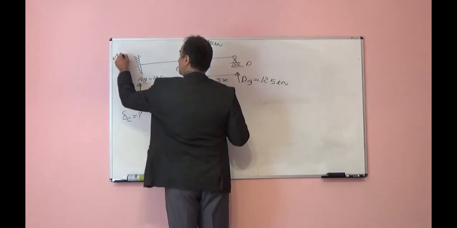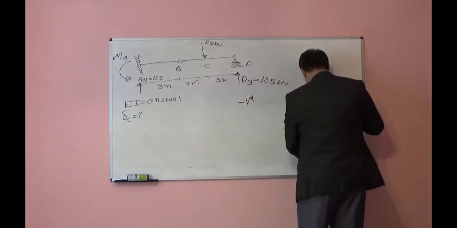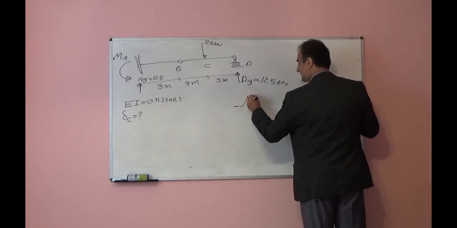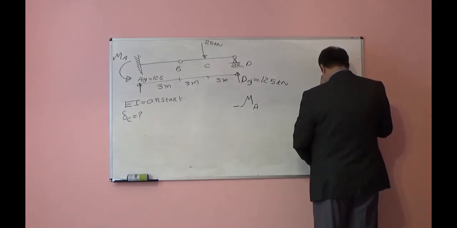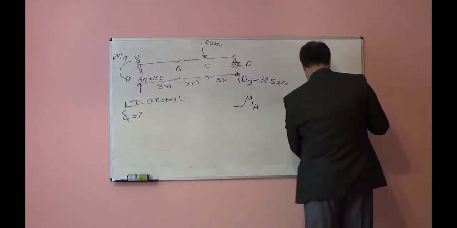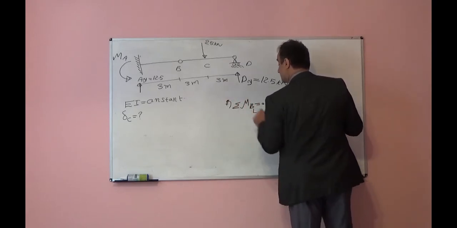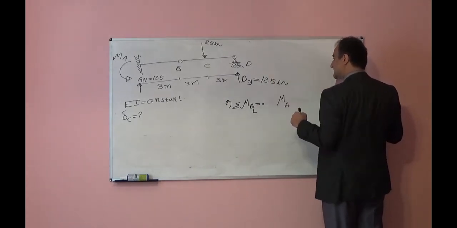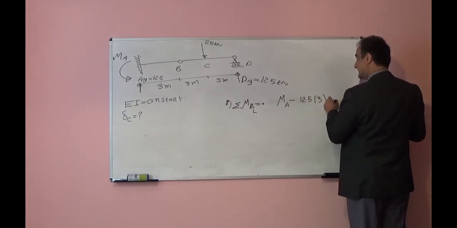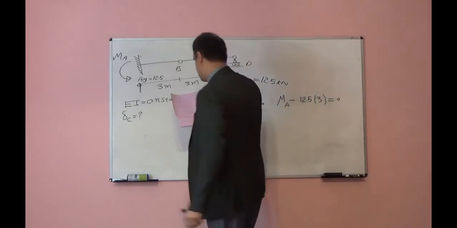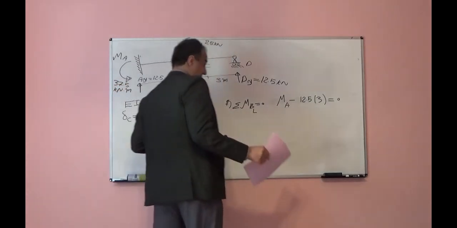Now if I want to find MA, I can take moment with respect to point B for the left side. I made a mistake. MA, if I take moment with respect to point B, is equal to 0 for the left side. What I have is MA, counterclockwise positive, minus 12.5 times 3, clockwise negative, is equal to 0. From there, MA I can find will be equal to 37.5 kilonewton meter.